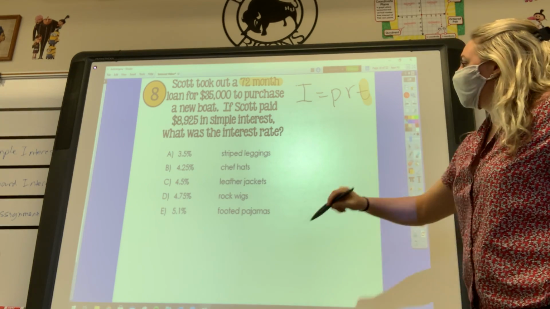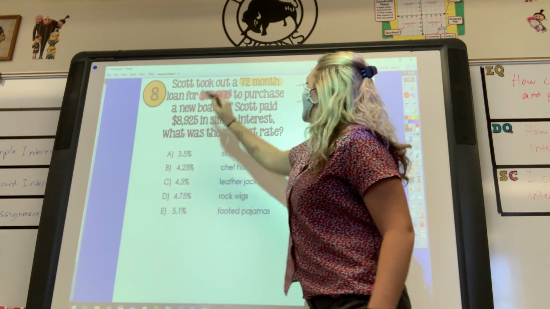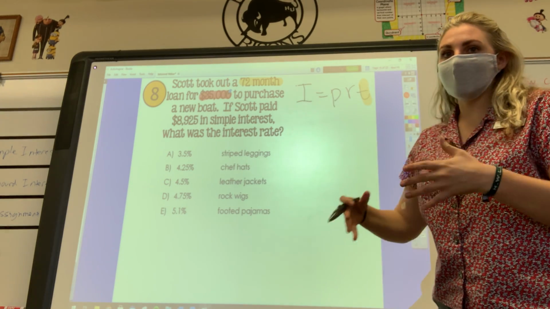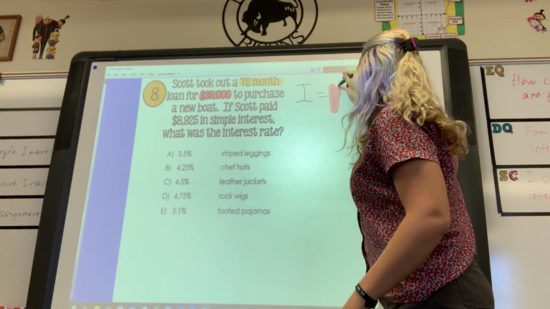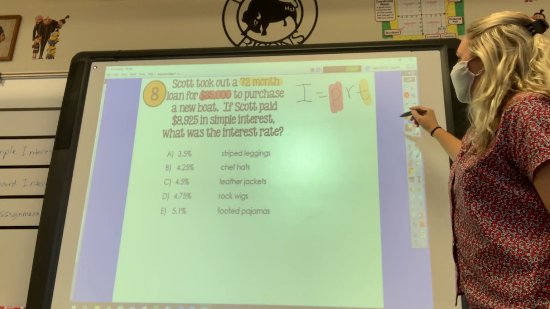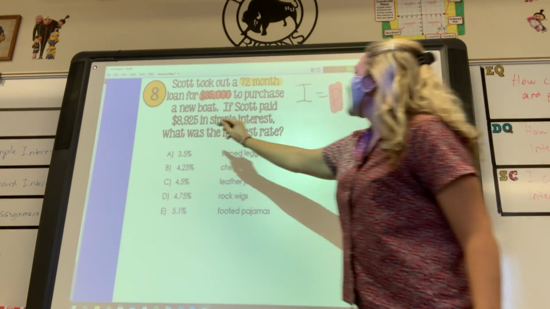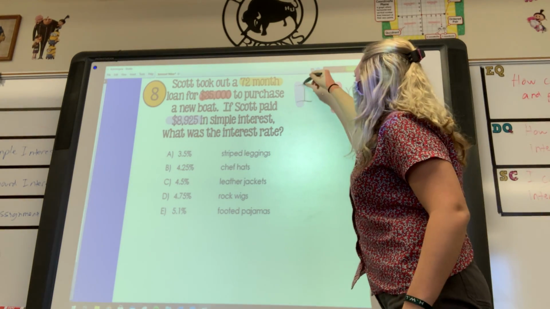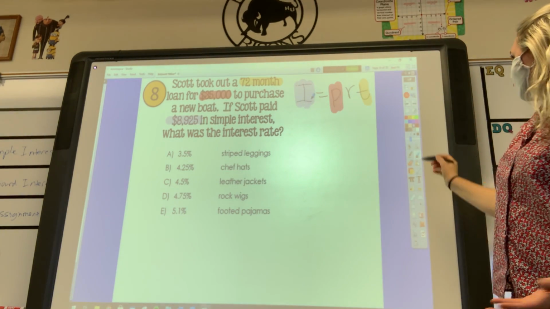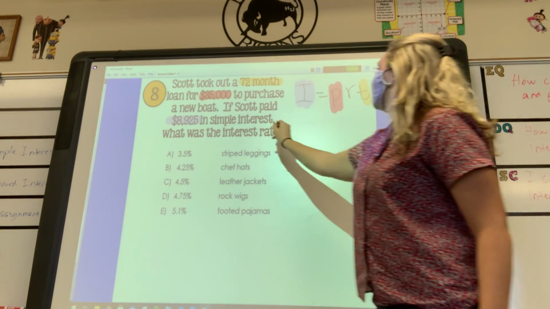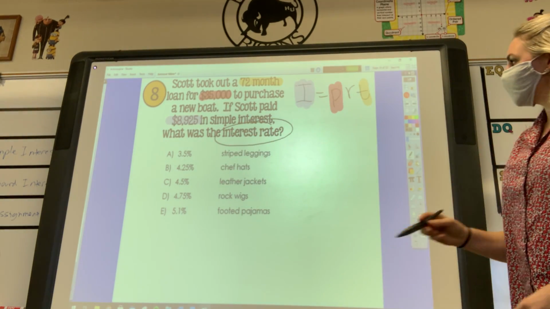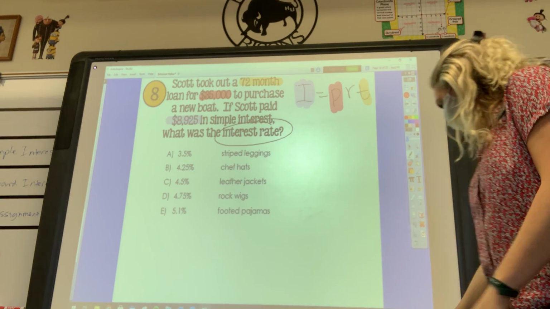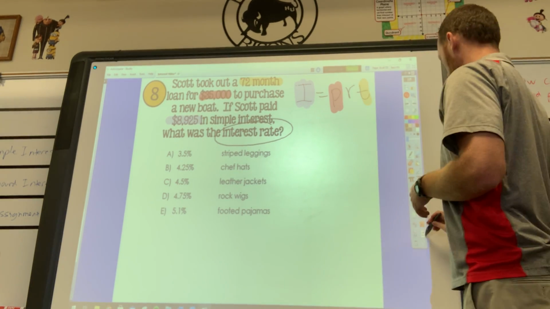You can then look at a loan for $35,000, so that is an amount being lent to you, a principal amount. And then we have, if Scott paid $8,925 in simple interest. So the only letter that is left is what they're asking for. We're looking for an interest rate, so you can go ahead and rearrange that problem in order to solve it.